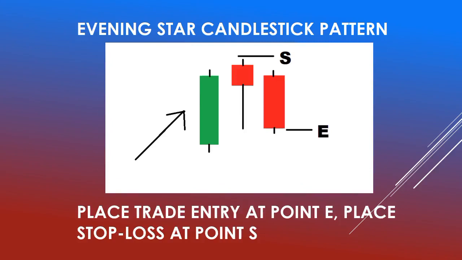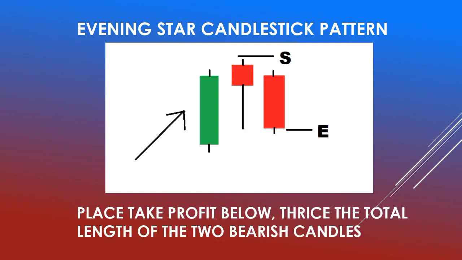To trade the Evening Star Candlestick Pattern, you place trade entry at point E as shown on the screen. You also place stop loss at point S. To take profit, place take profit below, thrice the total length of the two bearish candles.